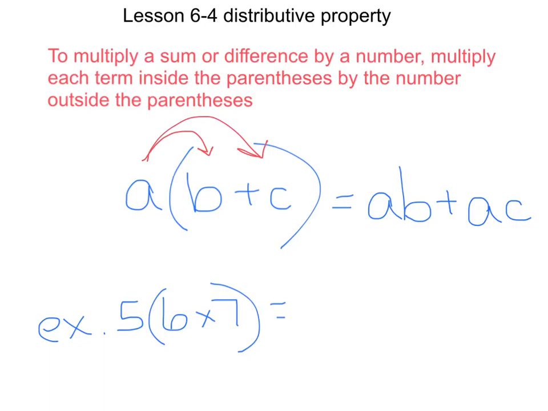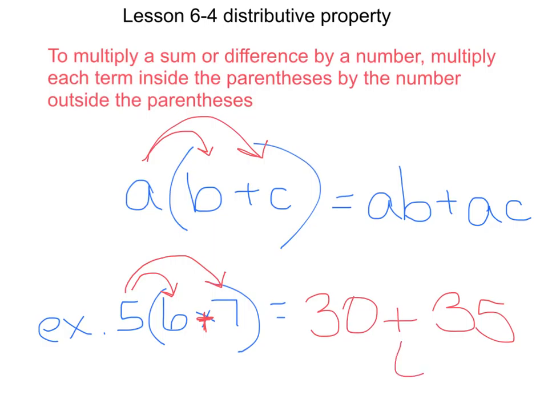So if we have the example of 5 times 6 times 7, you would do 5 times 6, which is 30, and then you would have 5 times 7, which is 35, and this multiplication sign here should be a plus sign. So you add those two together, and you will get 65 as your answer.